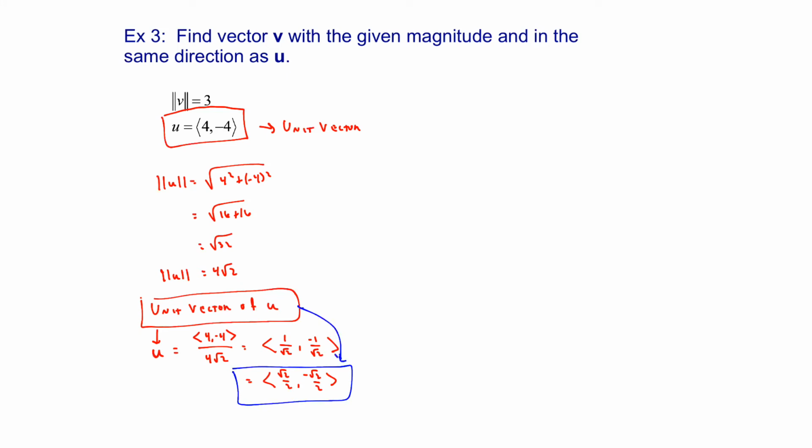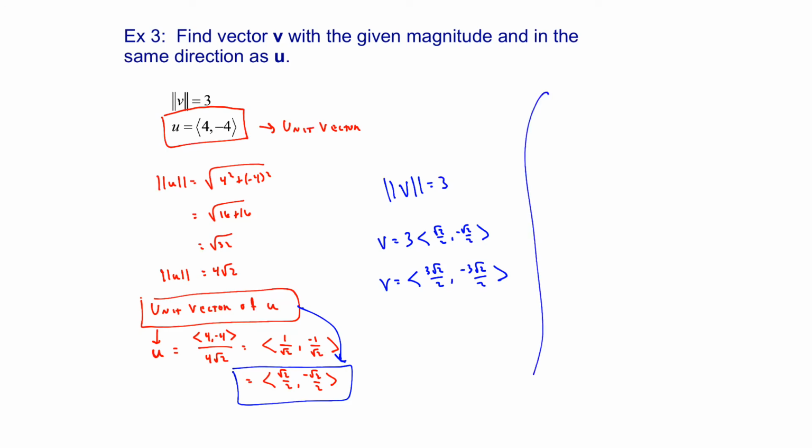Alright, so now that we have the unit vector, and we know that the magnitude of vector v is 3, then to find vector v in the same direction of u, we can just take 3 times the unit vector, which was square root of 2 over 2 and negative square root of 2 over 2, and that will give us vector v as 3 square roots of 2 over 2 and negative 3 square roots of 2 over 2.